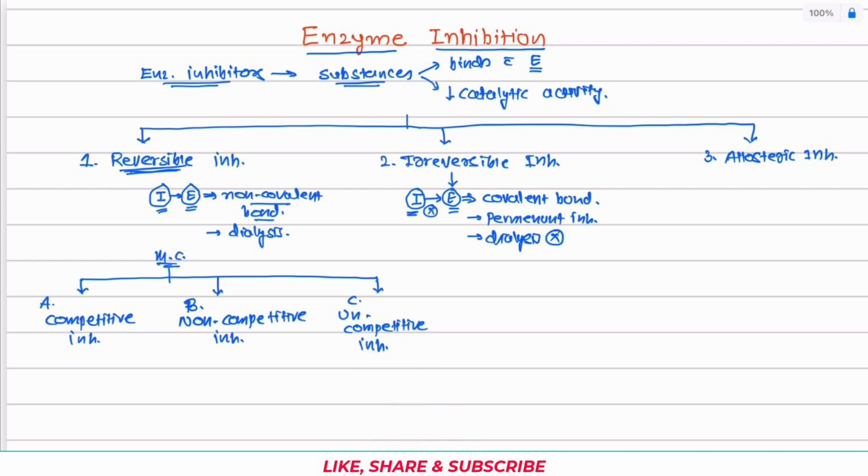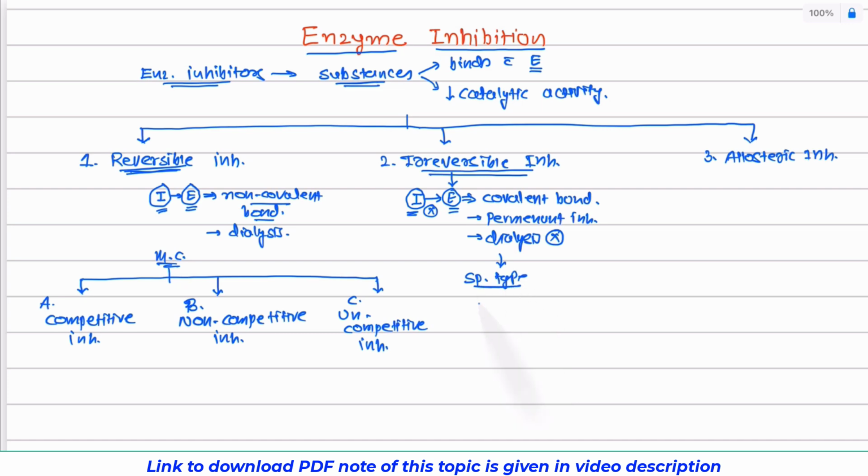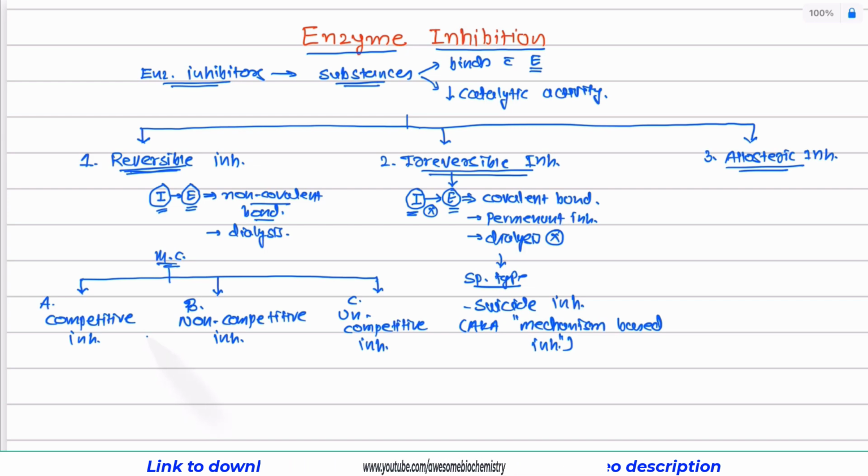In case of irreversible inhibition, there are not many subtypes, but there is one special subtype, which is called suicide inhibition. This suicide inhibition is also known as mechanism-based inhibition. And in case of allosteric inhibition, there are no subtypes. So these are the various types of enzyme inhibition, and we need to discuss all of them. Let's start our discussion first with competitive inhibition.